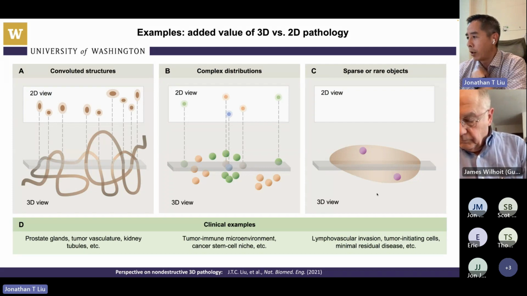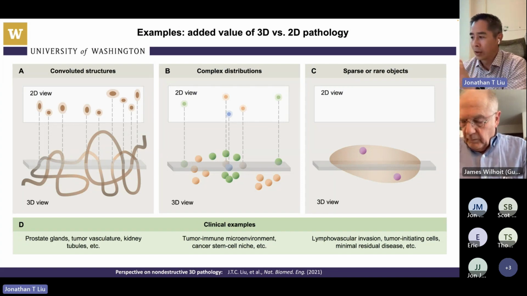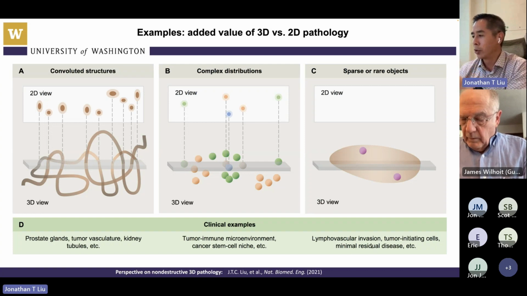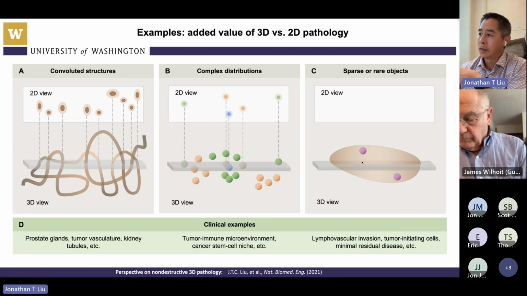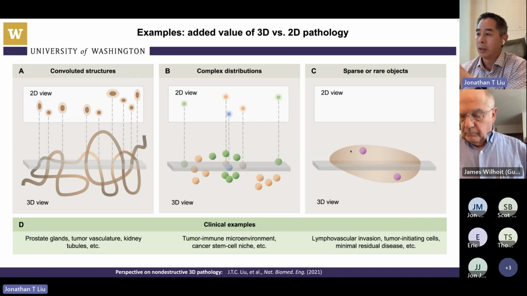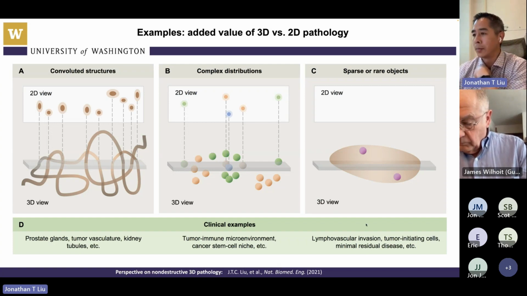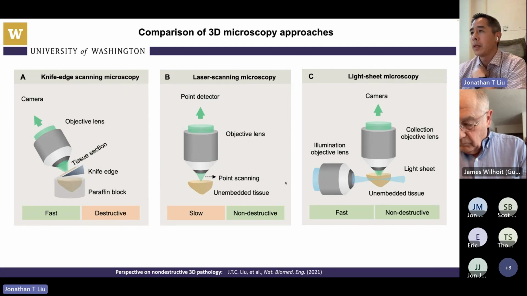And finally, sparse or rare objects. There are objects that pathologists will see occasionally. For example, tumor cells that are starting to invade into the vessels or lymphatics. Obviously, that's not a good sign because it's going to start traveling through the rest of the body. There are things like stem cells and residual disease after surgery or after chemotherapy that are rare and hard to see on 2D sections because they're looking at so little of the tissue. If we can image a large 3D volume of tissue and apply AI tools to find these rare events, that could help with a lot of treatment decisions and patient management decisions.